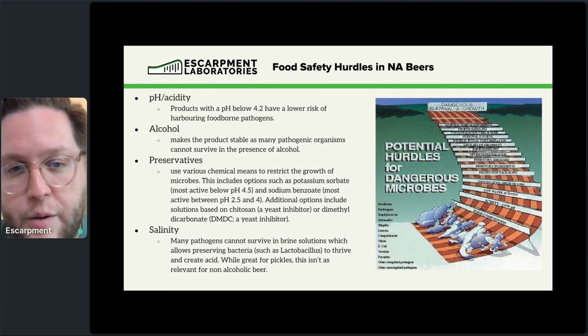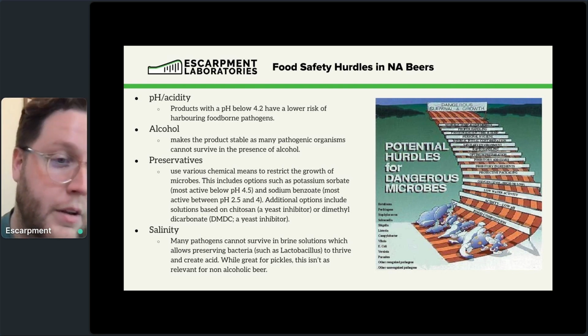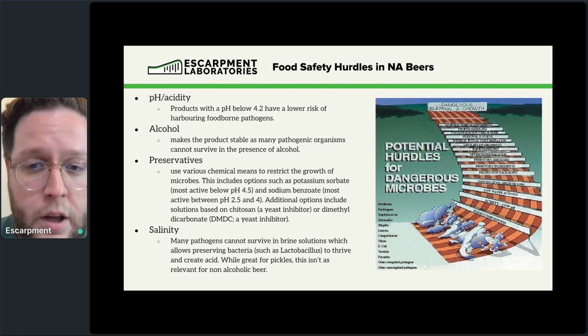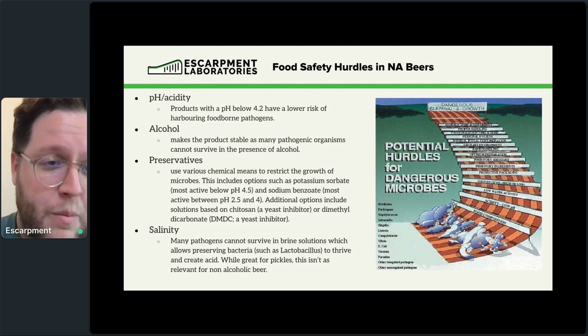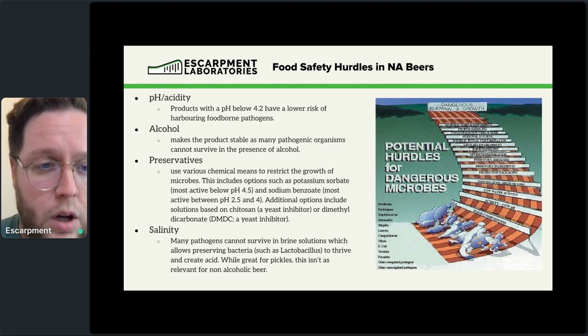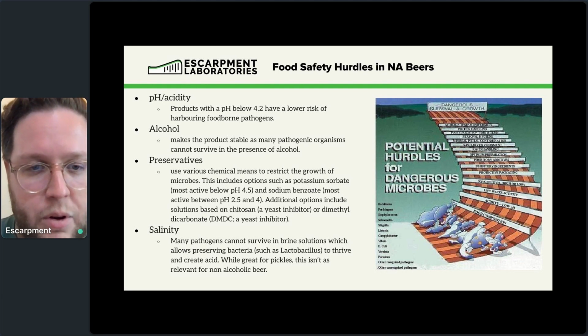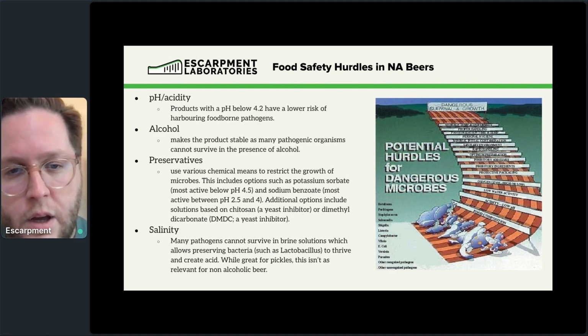So one we just talked about was acidity or pH. So in general, acidified products have a lower risk of harboring foodborne pathogens. That does not protect you against yeast. Some yeasts are incredibly pH tolerant. Alcohol is huge, and this is what we're up against with non-alcoholic beer. In regular beer, we have alcohol. That makes the product safe against the vast majority of anything that could hurt us. So we're super lucky with alcoholic beer production in the sense that we don't really have to worry about a lot of these things. When alcohol is removed or it's low, we have to worry about these things.